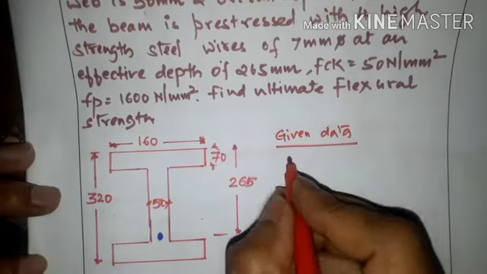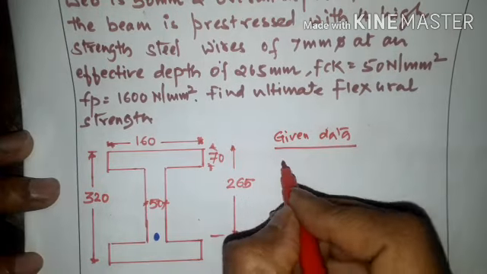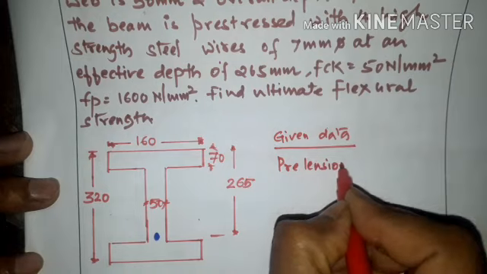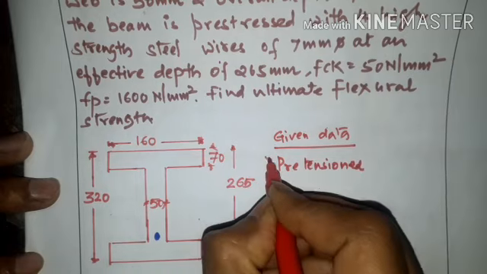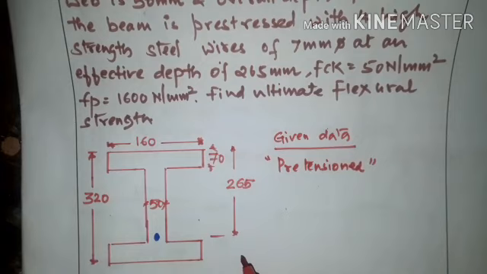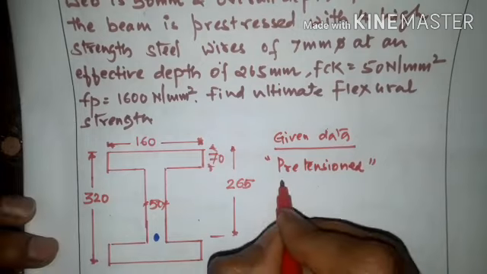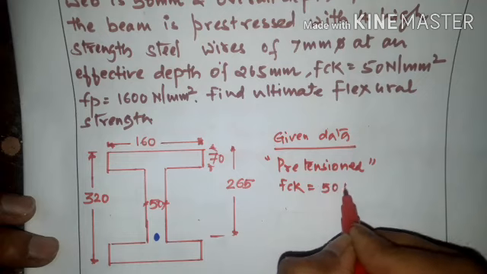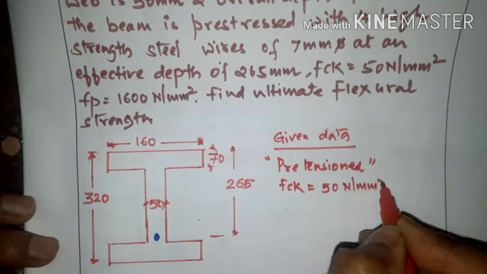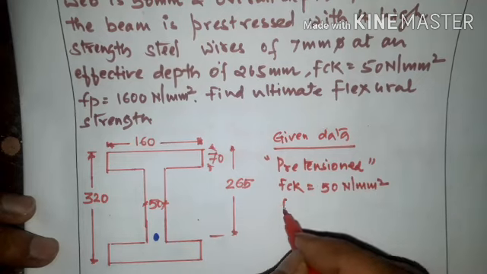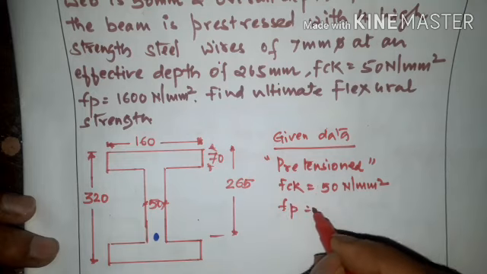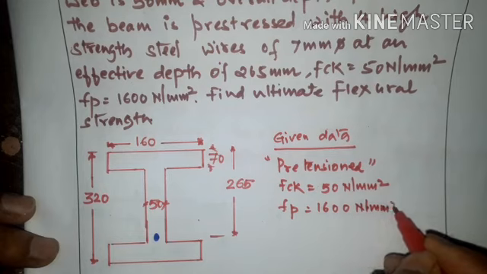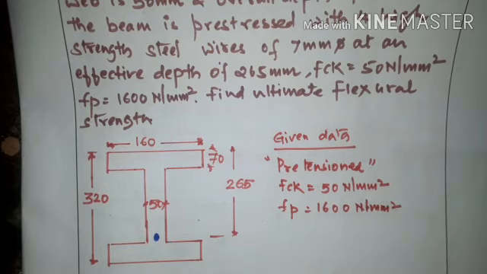So the given data are, first of all, it is given as a pre-tensioned beam, so we have to check that first. Then FCK is given as 50 Newton per mm square and FP is given as 1600 Newton per mm square. So these are the basic given data here.